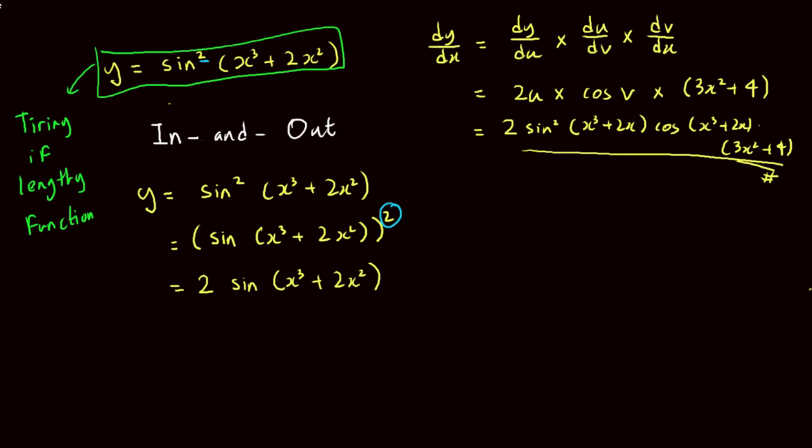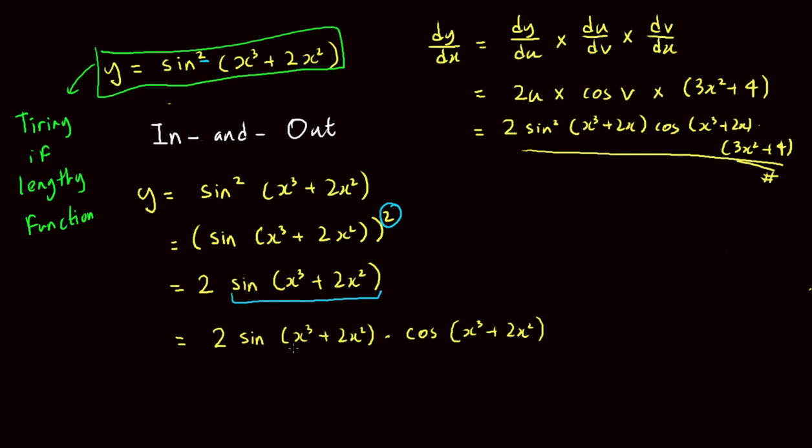The next step is to find another function on the outside, which in this case is the sine function. We differentiate the sine function and leave the rest untouched, so 2 sine of (x cubed plus 2x squared), multiplied by the derivative of sine, which is cosine of (x cubed plus 2x squared). That's the second stage.